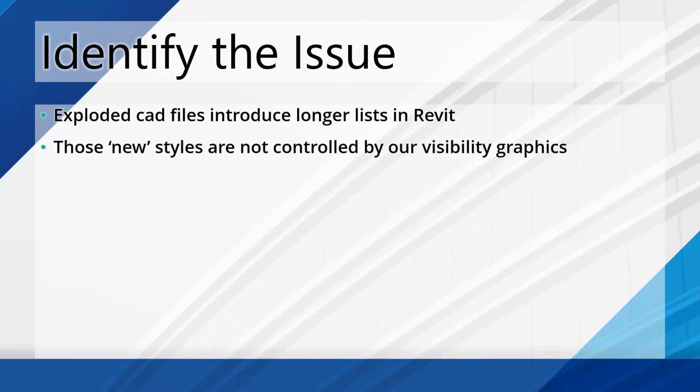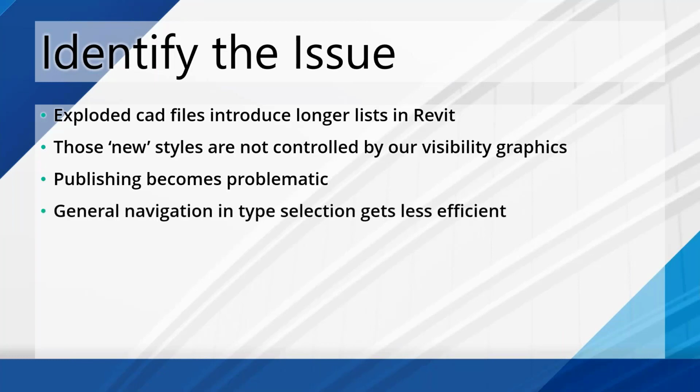The problem with this is those new styles, I'm air quoting new, they're not really controlled by our visibility graphics. When we publish and print, they're not really a part of our standards there either, so publishing and printing can become problematic. It's annoying because now my graphic standards don't work and I'm spending time fixing output drawings that look like garbage, and it's frustrating. The other big problem is that general navigation for the end users within type selection lists gets way less efficient because now they're scrolling through a list that's 150 long instead of scrolling through my standardized list that's maybe 20 long for different kinds of things.